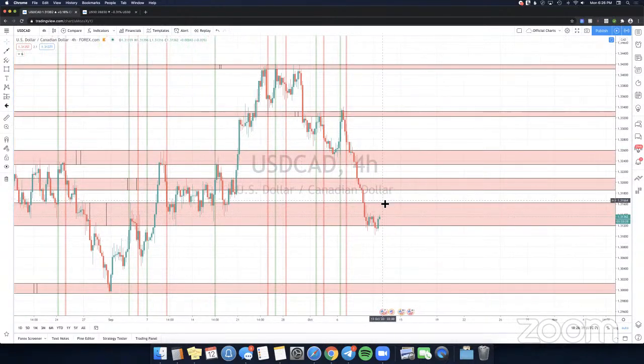If you guys are looking for the zone, the upper zone right here is going to be 1.31622, and this lower zone down here is going to be 1.3012.